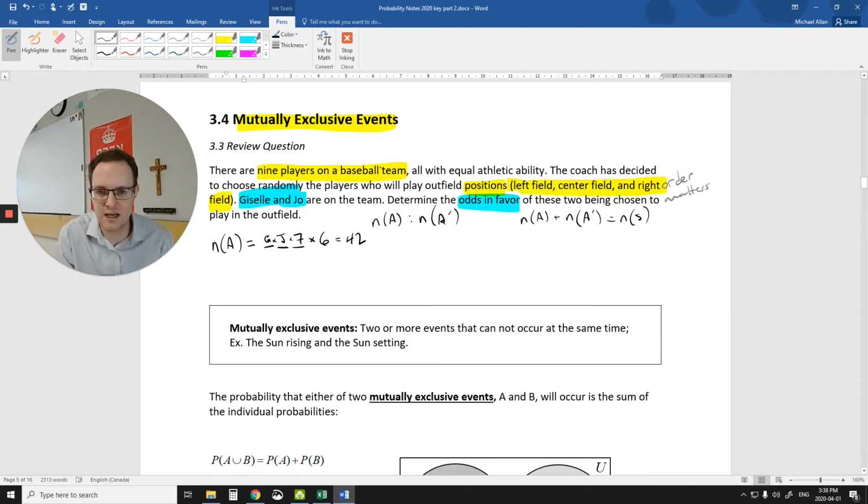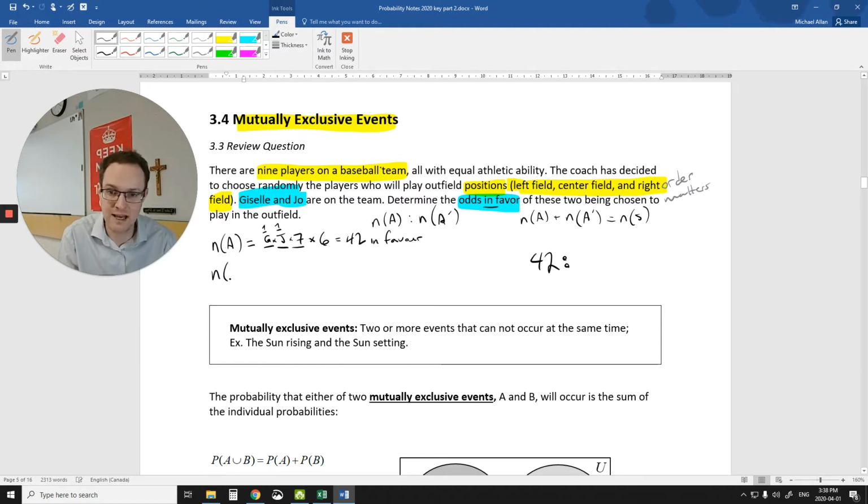There's only 42 ways to rearrange these people. G and J here, they just count as 1. Right? They have to be those people. So 1 times 1 times 7 times 6 gives me 42 ways in favor of them being in the outfield. That's good. We want that. So what I know so far is that it's going to be a 42 on this side, but I have to figure out how many non-favorable outcomes there are.